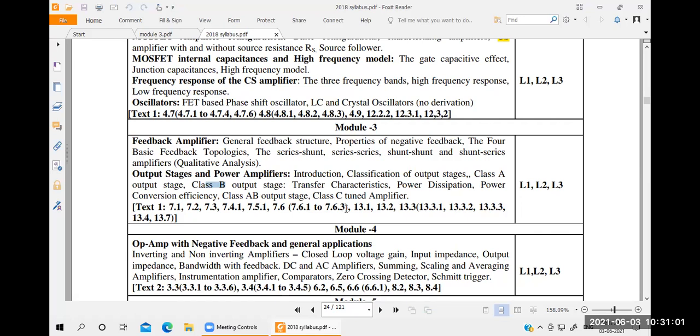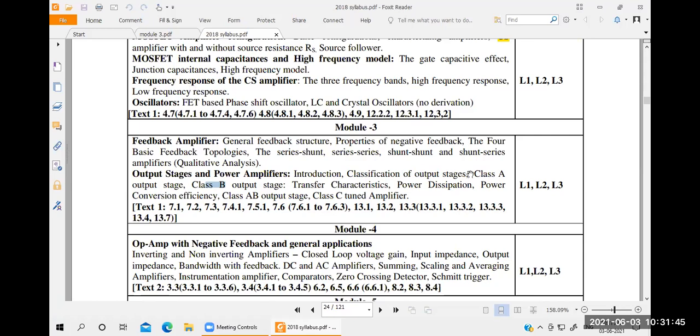Understood? So Class A is the best amplifier compared to Class B and Class C. Class B is also very good. Depending upon the requirement, we can use different kinds of power amplifiers. For Class A, we use only one transistor. For Class B, we use 2 transistors. Class C also uses only one transistor. Class C we can use for tuned amplifiers, where we can vary the amplification. That's why we call it Class C. Understood?